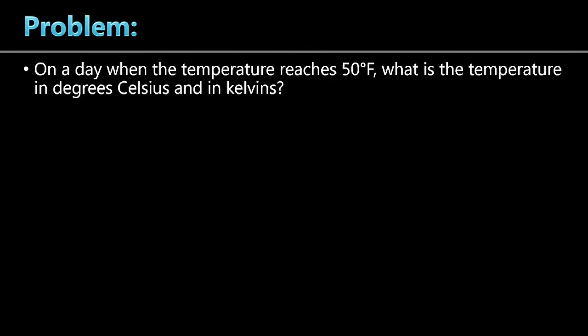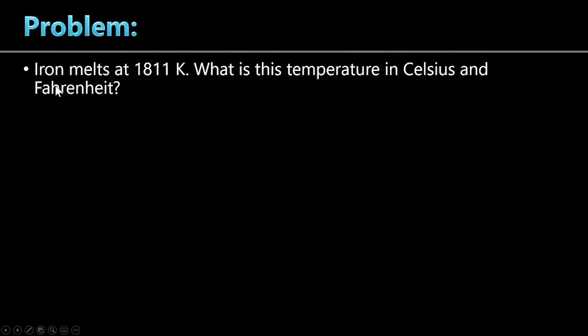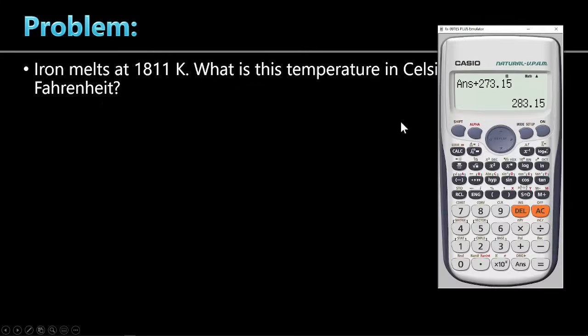Now, let us solve another problem. Iron melts, ay, natunaw yung iron. Iron melts at 1811 kelvins. Okay, 1811 kelvins. What is its temperature in Celsius? And what is it in Fahrenheit? Madali lang. Para yan ay makompute natin, i-calculate ko na lang ha, para madali. Yung 1811, maminusan ko lang ng 273.15 para maging Celsius.